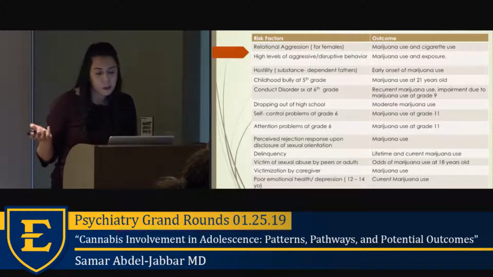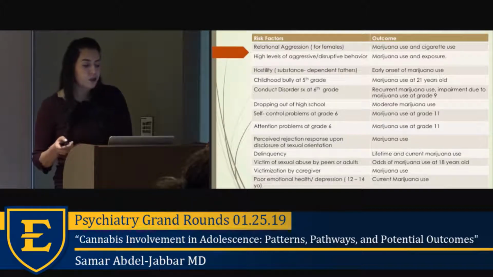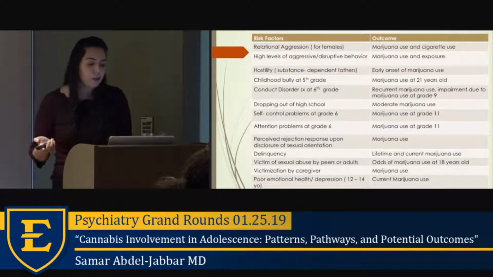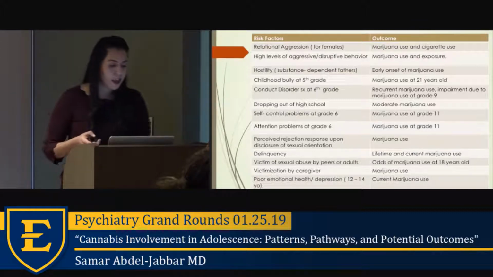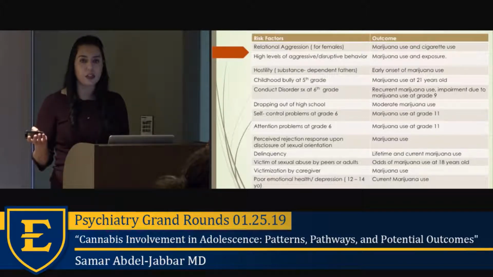Delinquency is also possibly associated with lifetime use of marijuana. Victims of sexual abuse by peers, adults, or a caregiver may have an increased risk of marijuana use, and poor emotional health or depression between the ages of 12 to 14 years old may increase the risk of marijuana use.